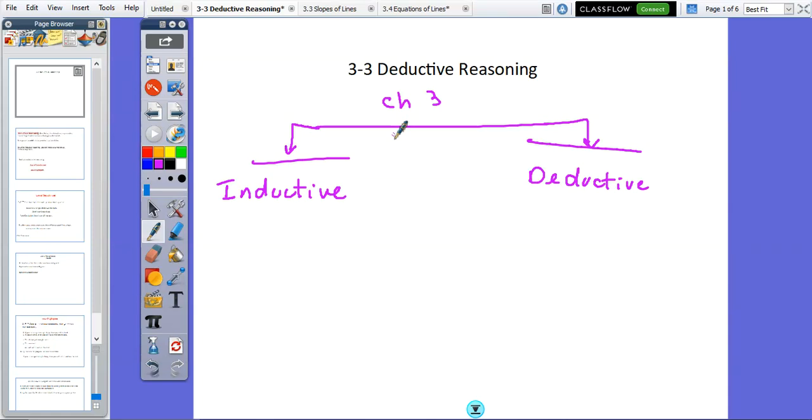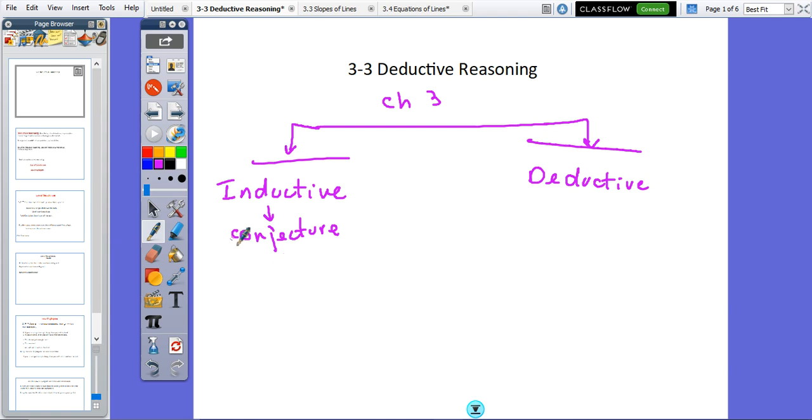Today, we're talking about deductive reasoning. So, from the very beginning, we said that chapter 3 was about two things: inductive reasoning and deductive reasoning, or just reasoning in general. We spent a lot of time on inductive reasoning. We looked at how inductive reasoning is making assumptions based off patterns. We call those conjectures. And then from there, we can disprove our conjectures by a counterexample.